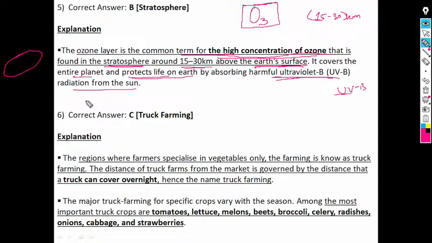Then we'll see truck farming. The regions where farmers specialize in vegetables only. This farming is known as truck farming.